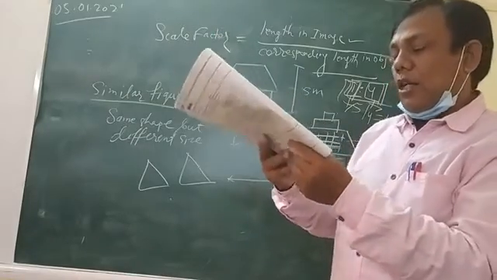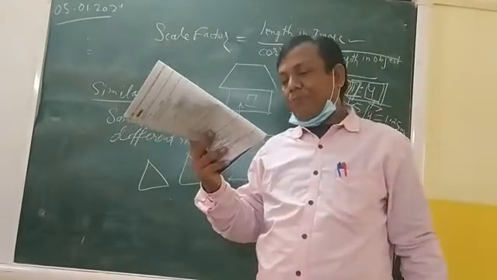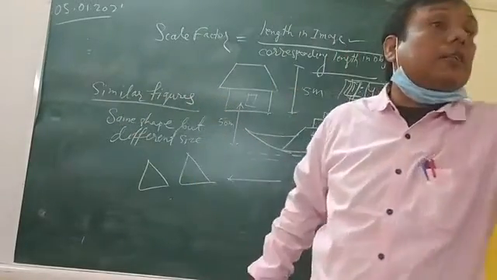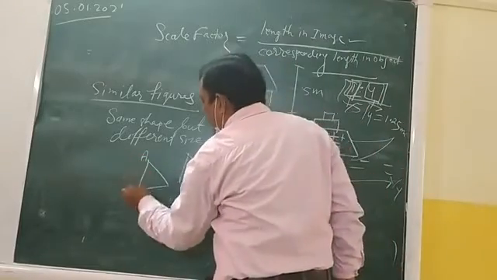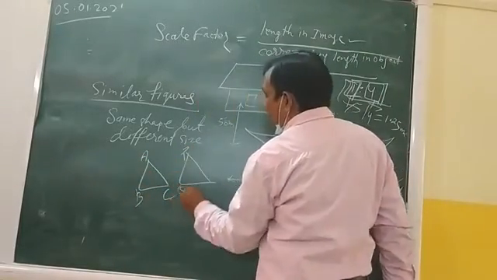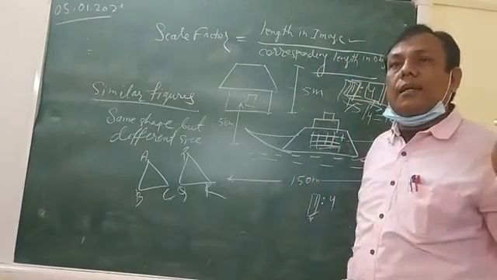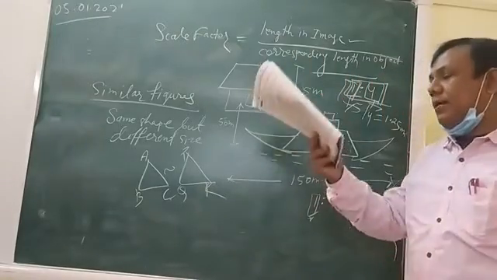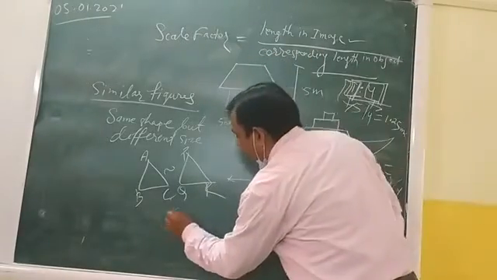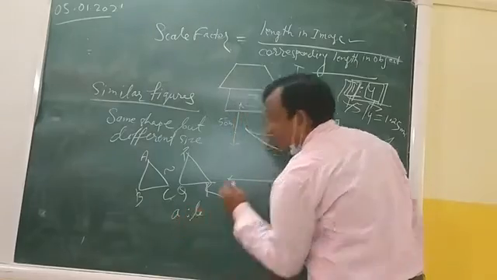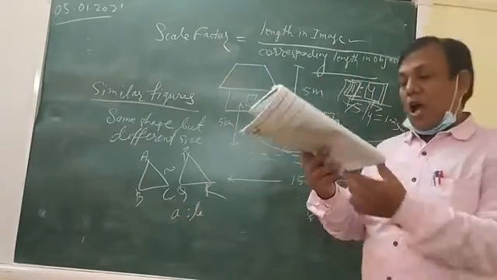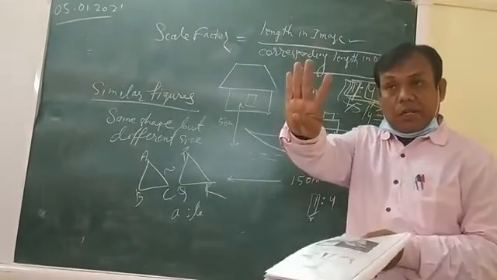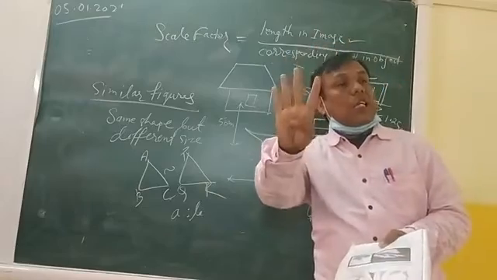Got it? Now, number 3. Question number 3 is, if two similar triangles PQR have a scale factor A:B. It is given that two similar triangles are there, and the scale factor is A:B. Now, which statement regarding the two triangles is true? Four statements are given. You have to say which statement is true.